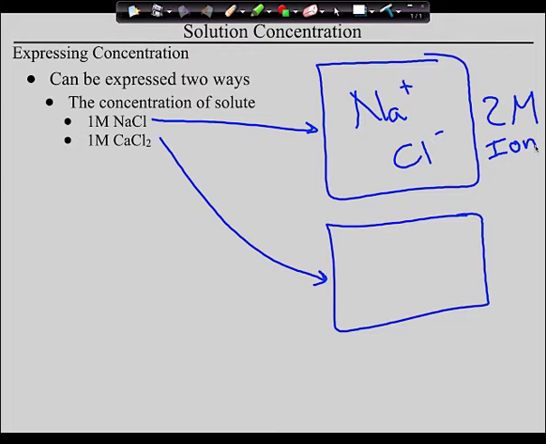What do you have floating around in a calcium chloride solution? Do you have any calcium chloride? No. So what have you got? Well, you've got calcium ions and you've got chloride ions, right? But what's the relative ratio? 1 to 2. So guys, in a 1 molar calcium chloride solution, you ain't got any calcium chloride. So what's the concentration of calcium ion?